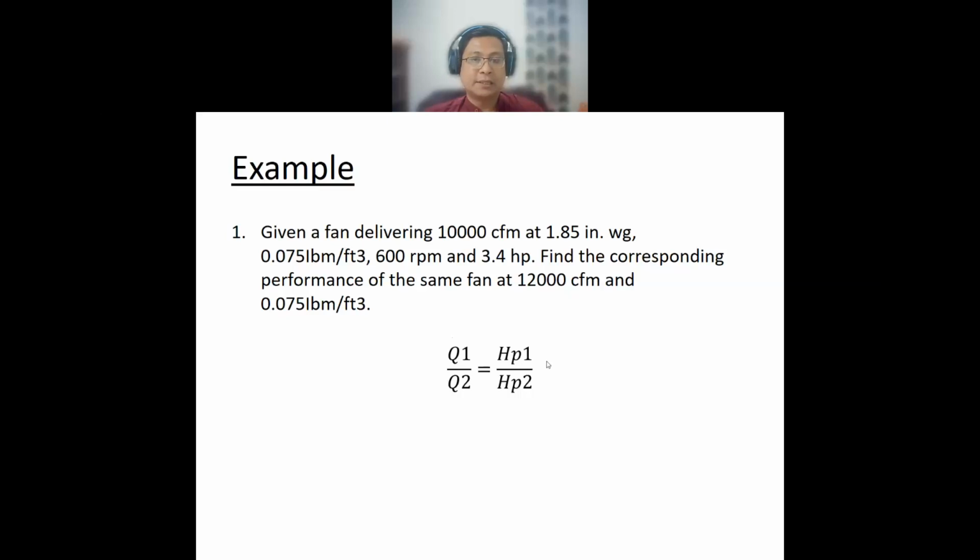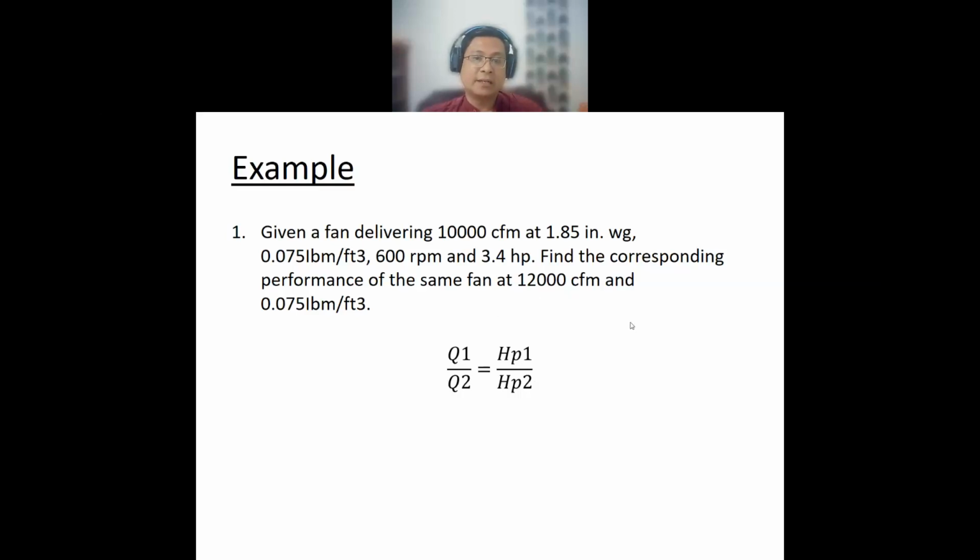So then we can determine. Maybe this one is CFM and horsepower. Maybe we need to determine the horsepower. So what horsepower do we need? Let's say Q1 is 10,000 and Q2 is 12,000, and horsepower 1 is 3.4, and horsepower 2 is unknown, so we can determine it. Anything we need, we can determine from this relation.